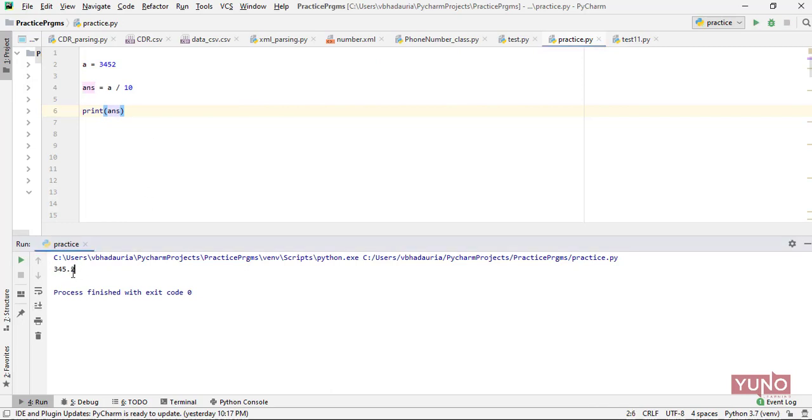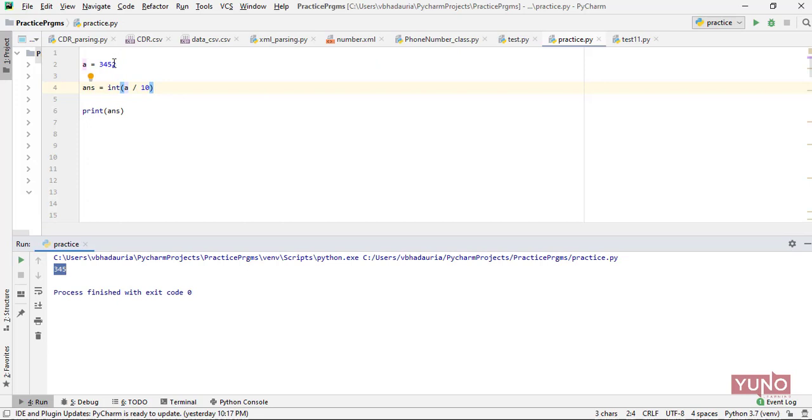If I convert this answer into an integer, that will give you the exact result. I will just check the answer. You can check it too. The 345 is the remaining answer. That means the 2 is already removed.